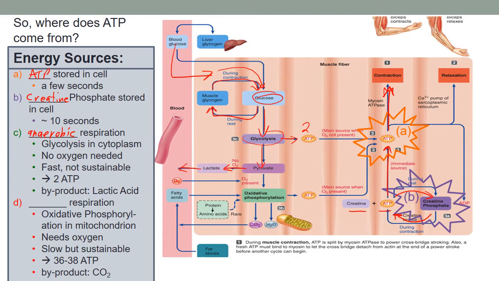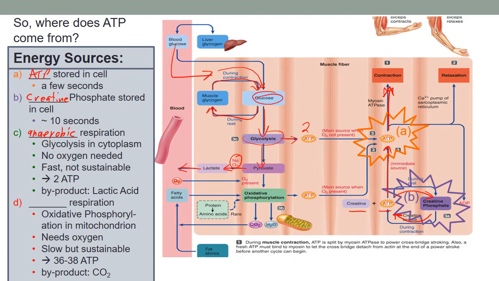It does not use oxygen. No oxygen is needed. It's very fast. It's a very fast way to make ATP, but it's not sustainable because for every glucose you burn, you get only 2 ATP. That's like running along in a car at 2 miles per gallon. You might be able to get a really fast start out of that car, but you're going to burn through your gas tank pretty quickly.